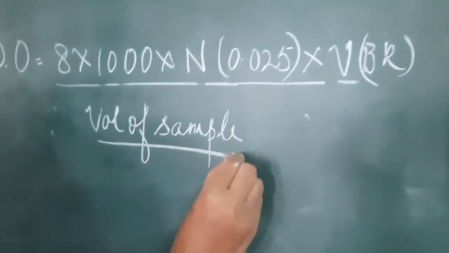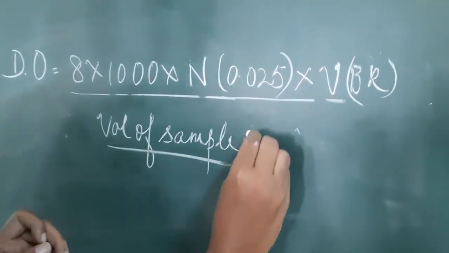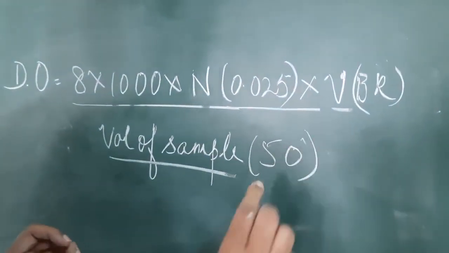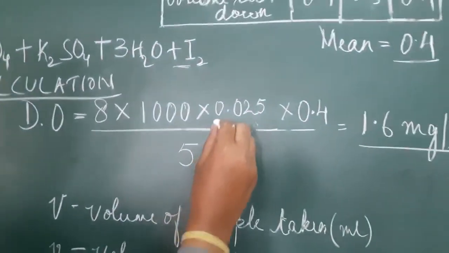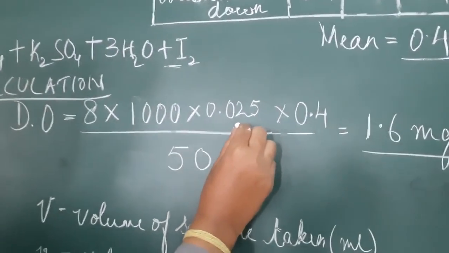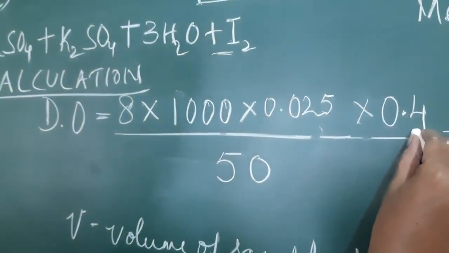And this is the volume of the sample that we have taken. That is, initially for the titration we have taken 50 ml of the sample. So this is the volume of the sample. So here in this case, our normality of the sodium thiosulfate is 0.025 and the burette reading is 0.4.